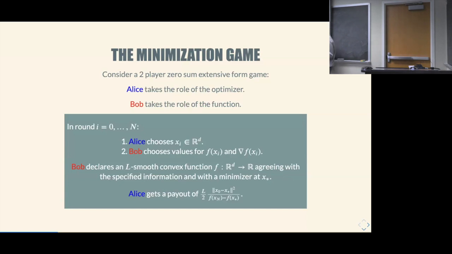So in every round, Alice chooses a query point xi, and Bob chooses a pair of values for f of xi and the gradient of xi. And then at the very end of the game, I, meaning Bob, need to declare a function which interpolates through all of these values and these gradients. And also I need to declare where the minimizer of this function is. And then my reward is essentially the ratio of the two quantities that we've been seeing in these slides that tells me how well my algorithm did at the end of the day.